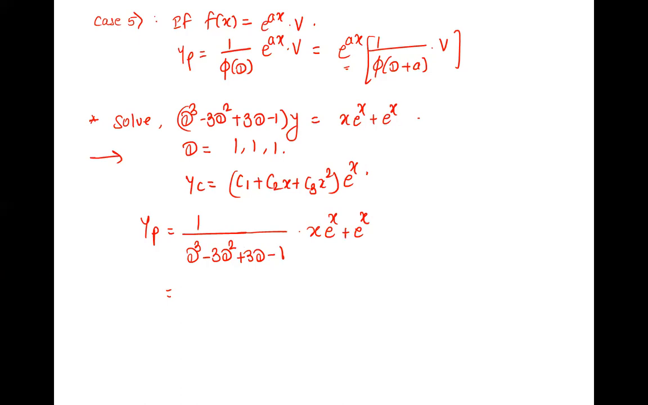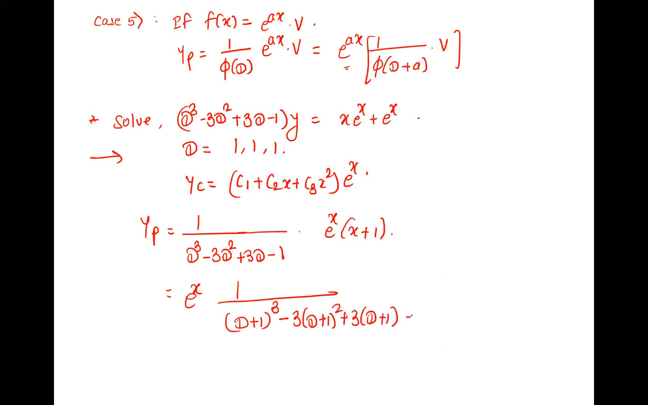Either you can just separate with addition or you can take out e raised to x common. So what is your function? Here it is e raised to x into bracket x plus 1. So this function is of case 5. So e raised to x comes out and it becomes d plus 1 everywhere: d plus 1 cube minus 3 into d plus 1 square plus 3 into d plus 1 minus 1, on x plus 1. e raised to x is rolled over. The function remaining is only x plus 1. This is what we have to solve.